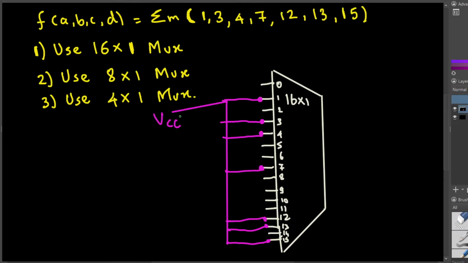Now we have connected this one with VCC, and the rest of them are going to be connected to the ground. Let me use a different color. This one, this one, this one, and so on, and we grab all of them together and connect them with the ground.